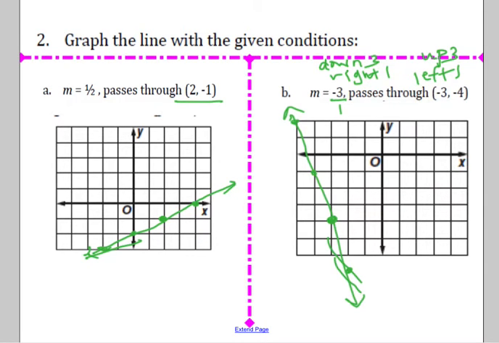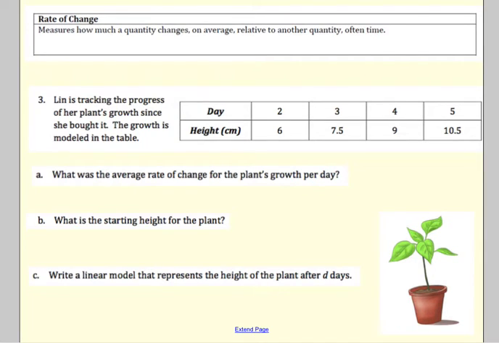Okay. The next thing we're going to talk about is rate of change. This is something that comes up frequently. Rate of change is the same as slope. You're going to hear this a lot, so you've got to get it in your head. Slope measures how much a quantity changes on average relative to any other quantity, often time. Just so you know, when we do talk about time, time is typically your x value.